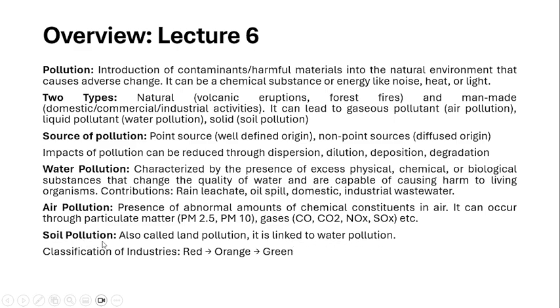And mainly in soil pollution, solid waste is dumped into the soil, mostly coming from industries and households. In the case of industries, they are classified into three types: red, orange, and green. Red is very toxic to the environment, orange is moderately affecting the environment, and green is like eco-friendly wastes from the industries.